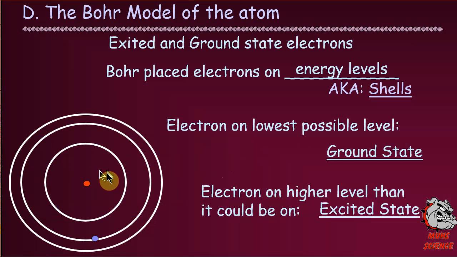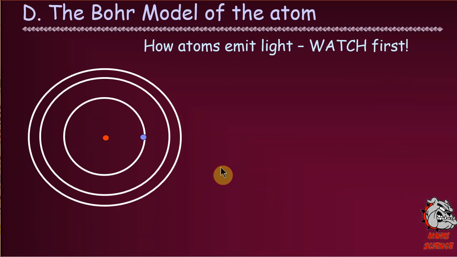So here I have an electron now spinning around on an excited state level. It could be one shell lower. And the difference between those is that the electron on shell 2 has more energy than the electron on shell 1. So here's how Niels Bohr decided that atoms are emitting these lights.